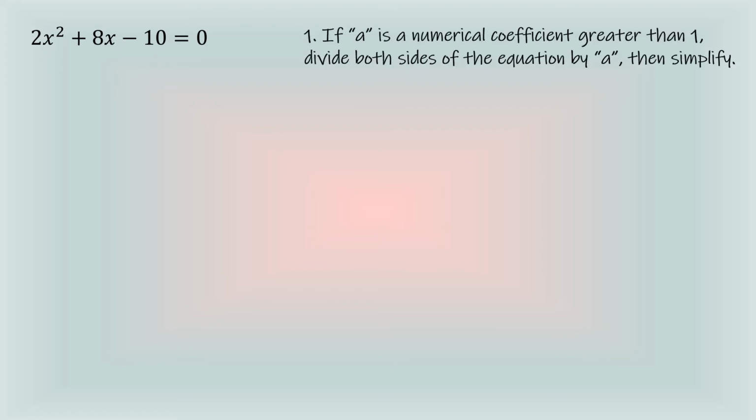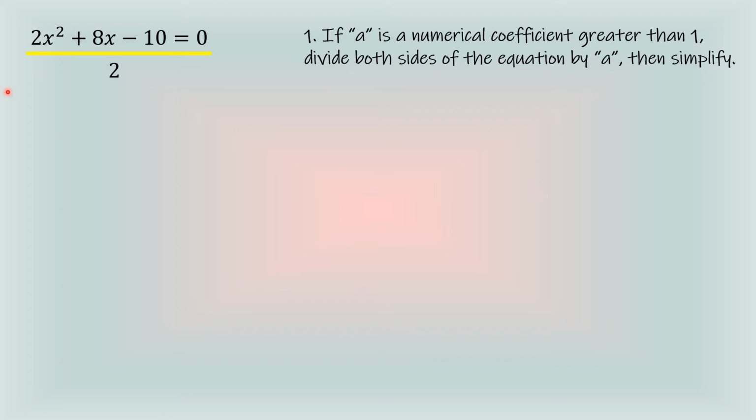Let's have another example. 2x squared plus 8x minus 10 is equal to 0. First step, if a is a numerical coefficient greater than 1, divide both sides of the equation by a, then simplify. Okay, as you can see, sa ating given quadratic equation, merong numerical coefficient ang a, which is greater than 1, and that is 2. So, kailangan nating i-divide ang buong quadratic equation na ito sa 2.